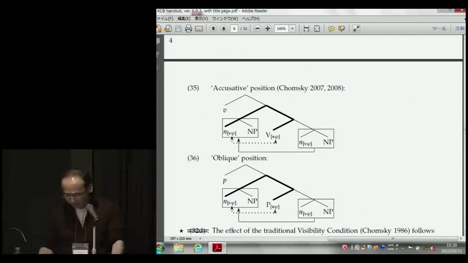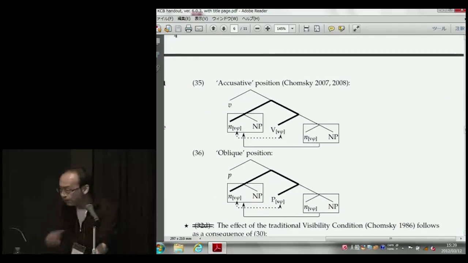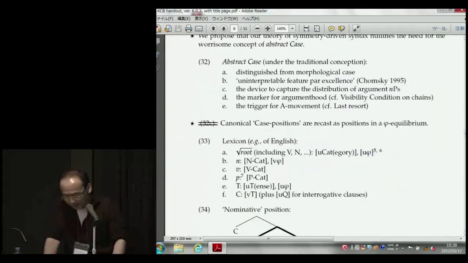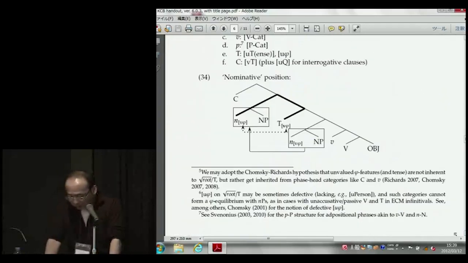Yeah, and there are three cases. For example, the spec T position, that's 34, I think. Spec T, is that right? Yeah. Spec T position, that is a so-called nominative case position, is a place where little np can form a phi equilibrium with T.